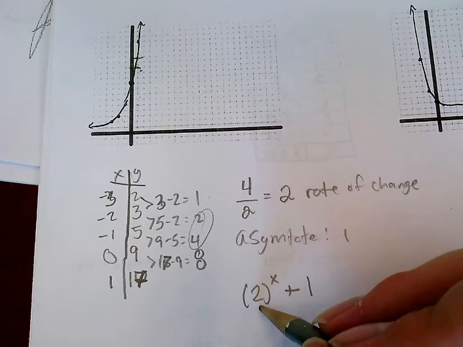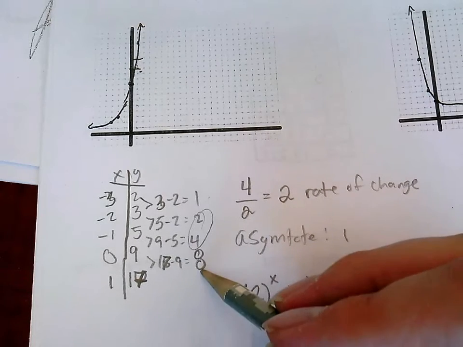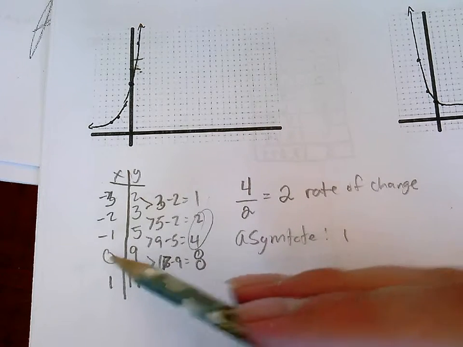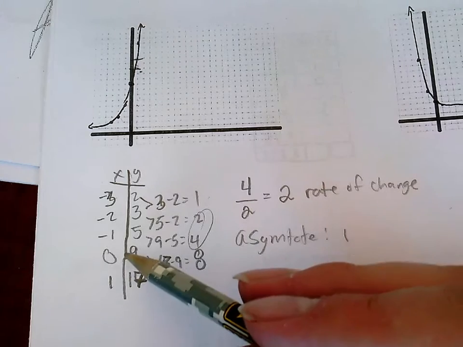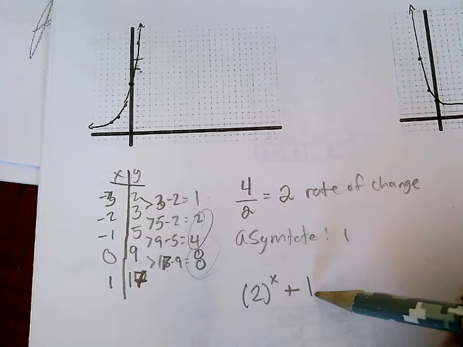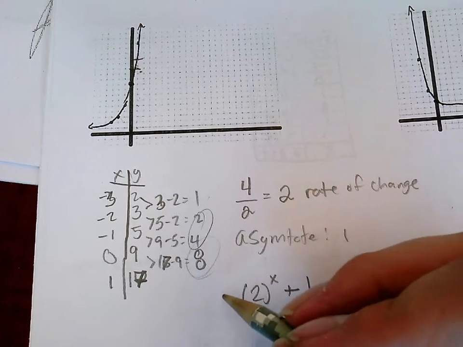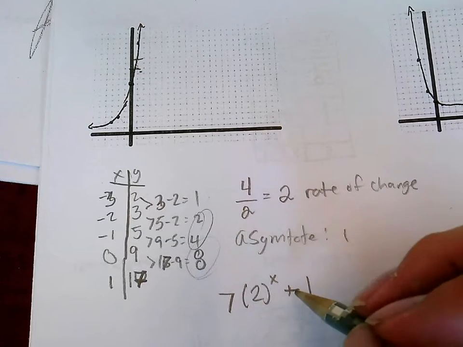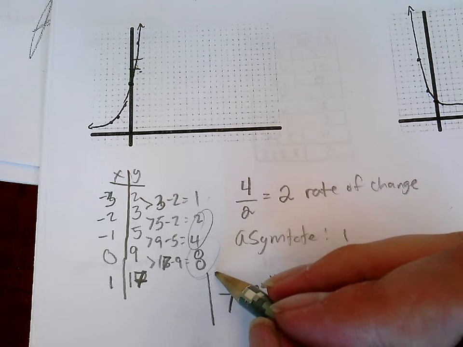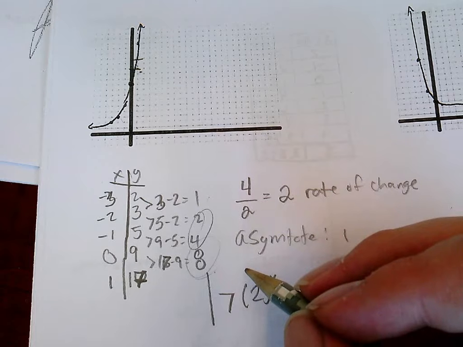So I'm going to figure out what number plus 1 gives me 8. Because remember, we look at x equals 0. And then we're going to take that and figure out what the y is. And whatever that number is plus 1 gives me this number right here. So in that case, 7 plus 1 will give me 8. So my answer looks like... Sorry, it shouldn't look like that.